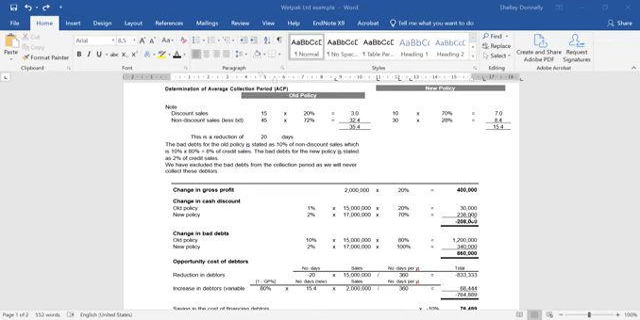Yes, thank you. Makes sense. It's exactly the same as for the old policy, but only 20% of their customers are currently taking the discount, which means they're getting 1% off the sales figure. So overall, that change in cash discount is going to cost them 208,000.